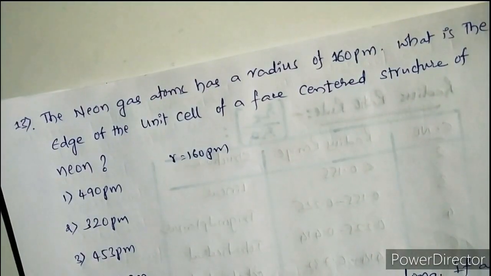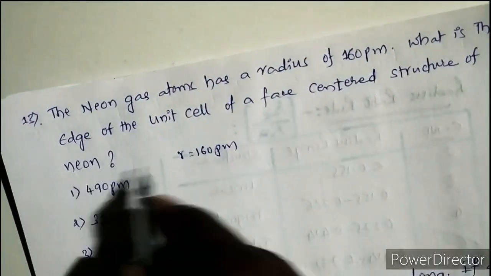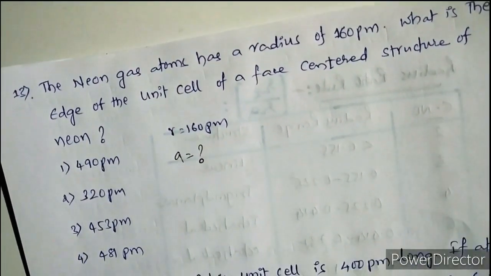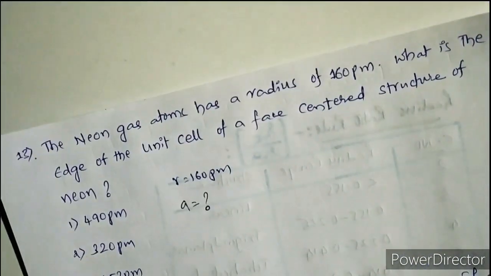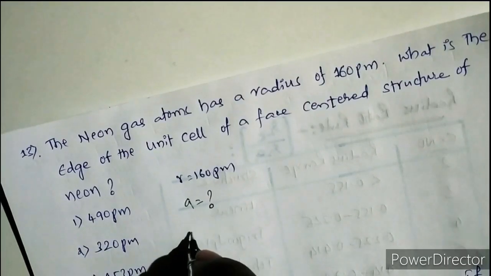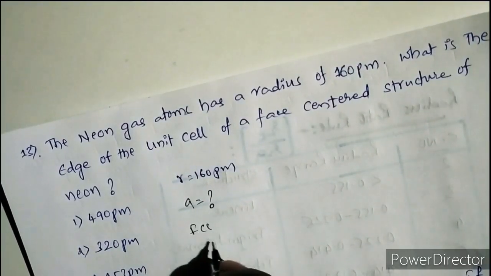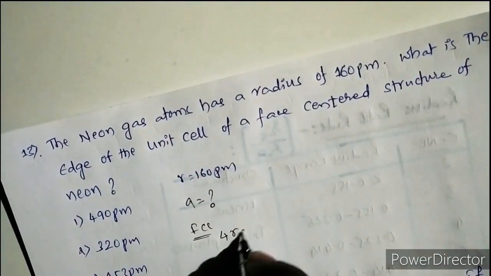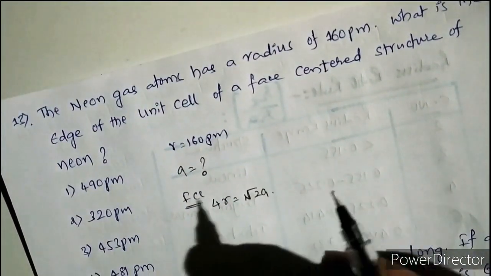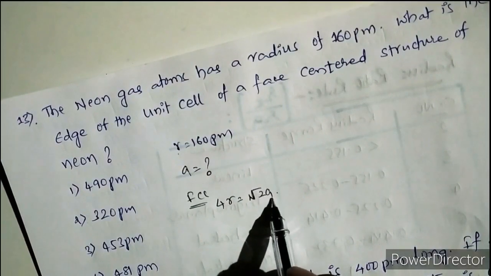160 picometers. And what is the edge of the unit cell? Edge means you have to find the edge length a. The unit cell is present in FCC structure. That means in FCC, 4r is equal to root 2 a. They have given r and you have to find a.